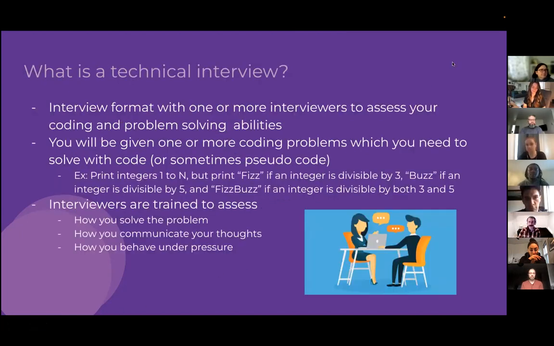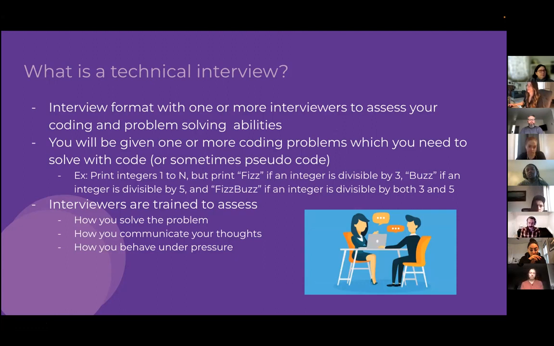Cool. So let's dive into what exactly is meant by a technical interview. A technical interview is an interview format where there are one or more interviewers assigned to assess your coding and your problem-solving abilities. In these kinds of exercises, you'll usually be given one or more coding problems that you need to solve with code, or sometimes pseudocode, depending on the interview.